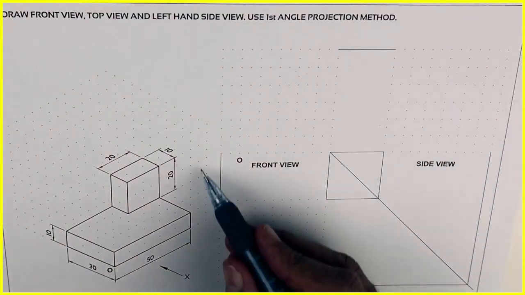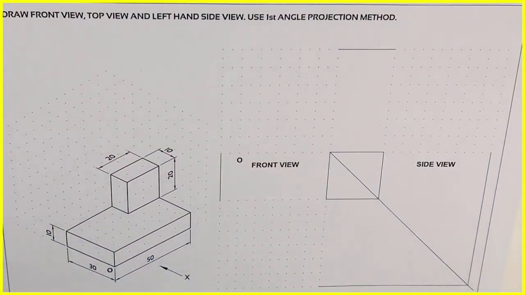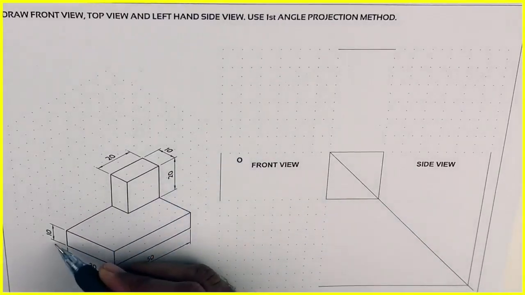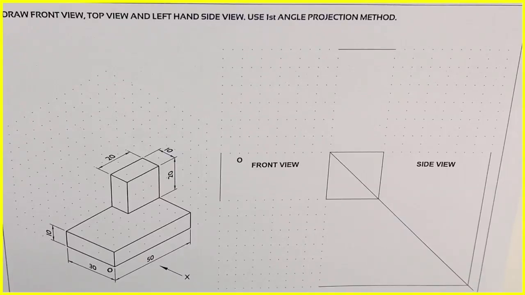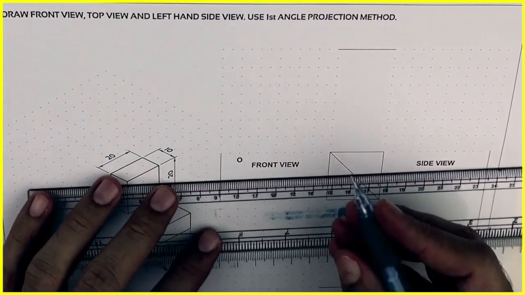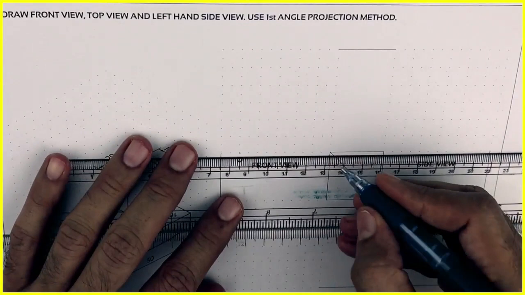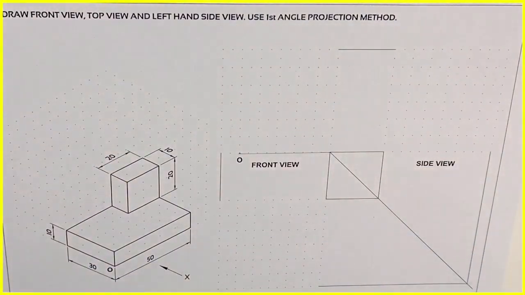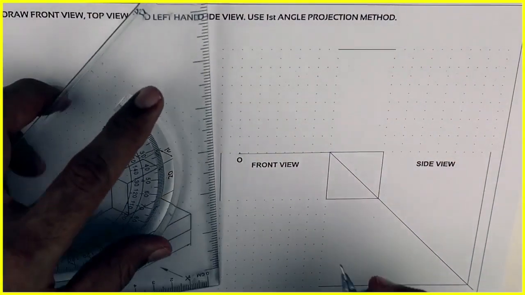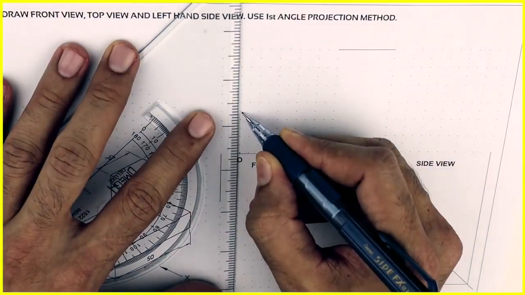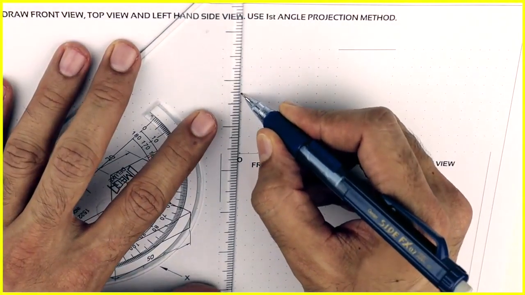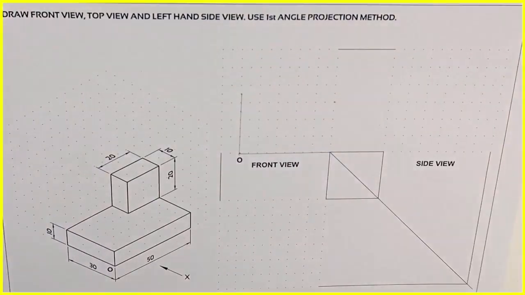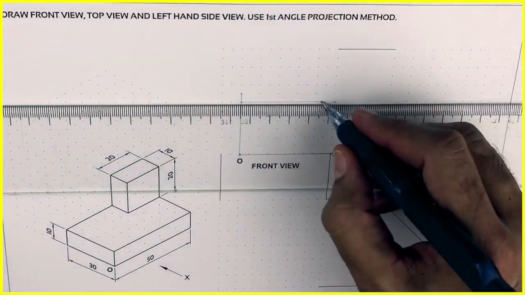So first we need to draw layout. Length is 50, height is 30 and width is 30. See this. Height is 20 plus 10, 30 and width is 30. So first we will draw layout. We'll mark 50 mm. Always remember, always start with layout so you will know how much space you are going to occupy. How much space you will need for your sum. We are converting 3-dimensional object into 2-dimensional object. So this is called layout.